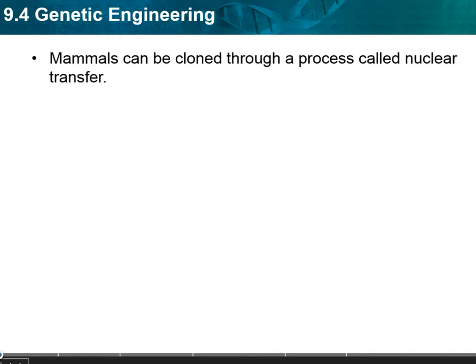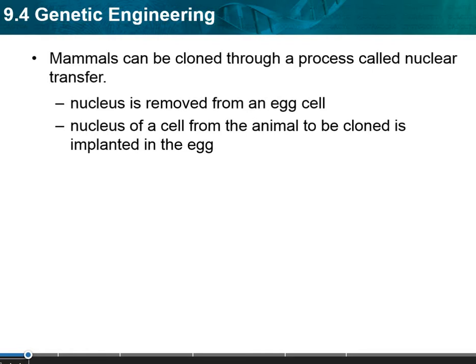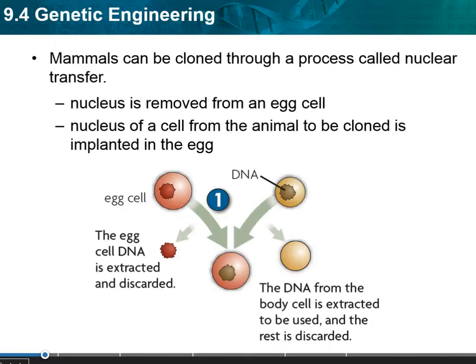Mammals can be cloned through a process called nuclear transfer, and the steps in that process are: first you're going to take an egg and remove the nucleus from it. Once you have removed the nucleus from that egg, you're going to take the nucleus of whatever organism you're wanting to clone, take it from one of its cells, and put it into that empty egg. Then you're going to shock that egg, and that will start the process of cell division occurring.